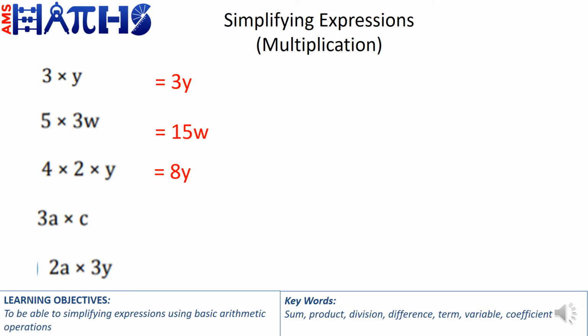Our next example, we have 3a times c. So we have to multiply 3a by c, which would give us 3ac. Our final example on this slide is 2a times 3y. So we would multiply our numbers, 2 times 3 to give us 6, and then a times y is ay. So we end up with 6ay.